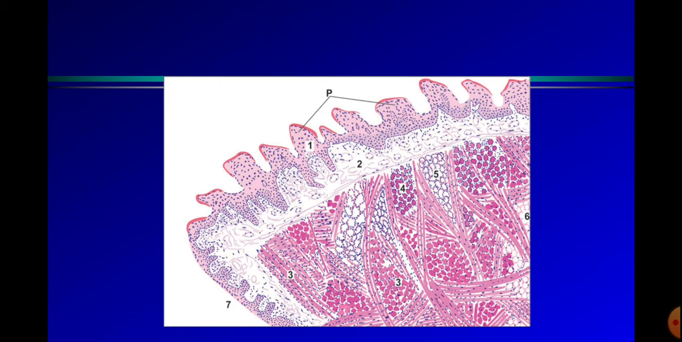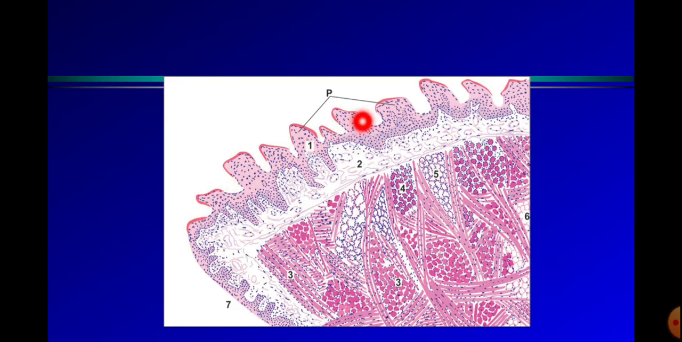Okay, so here this is the dorsal aspect of the tongue and this is the ventral aspect of the tongue. Both aspects of the tongue are lined by stratified squamous non-keratinized epithelium. So here this is the stratified squamous non-keratinized epithelium. This portion is also stratified squamous non-keratinized epithelium.